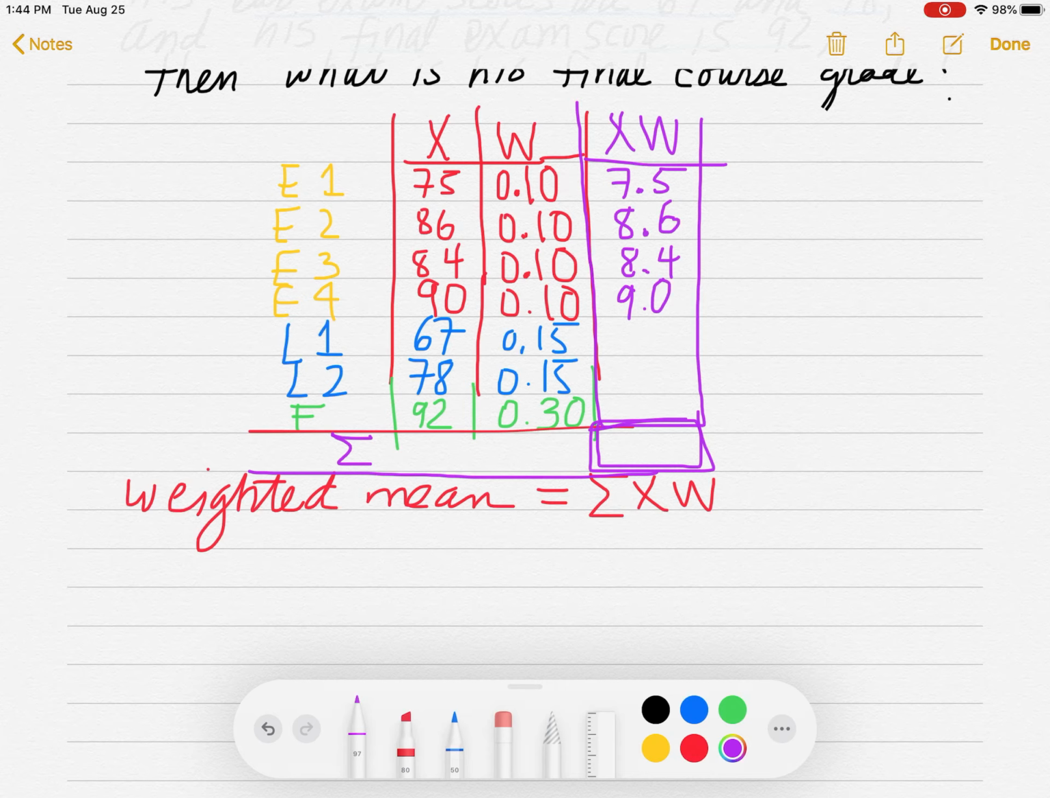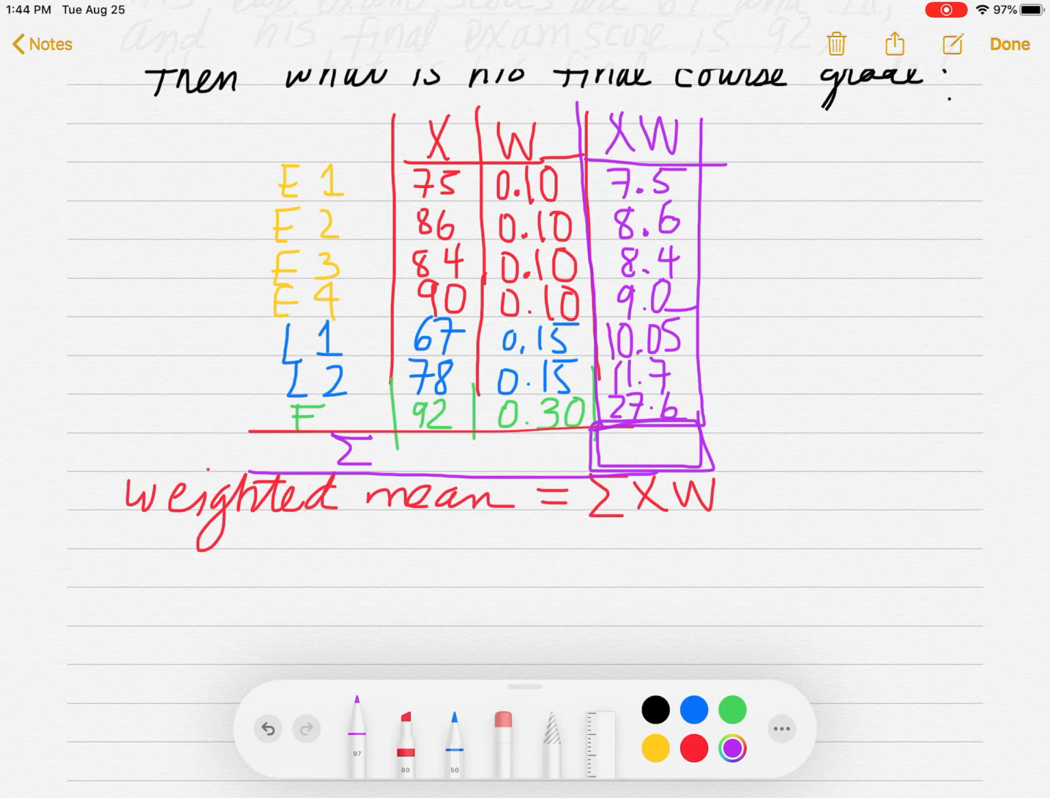What's 67 times 0.15? I've got to do that one on my calculator. Let me get my calculator here. 67 times 0.15 is 10.05, right? 78 times 0.15 is 11.7. And 92 times 0.3 is what, 27.6?